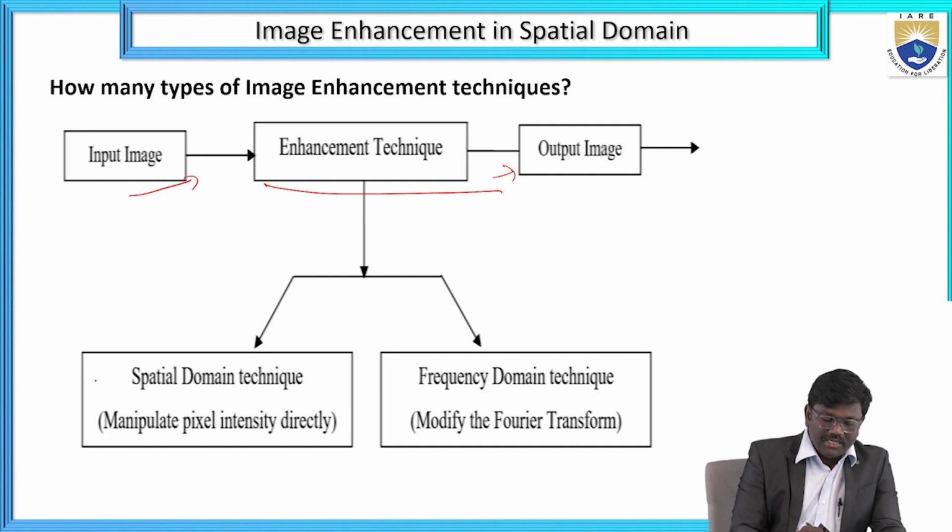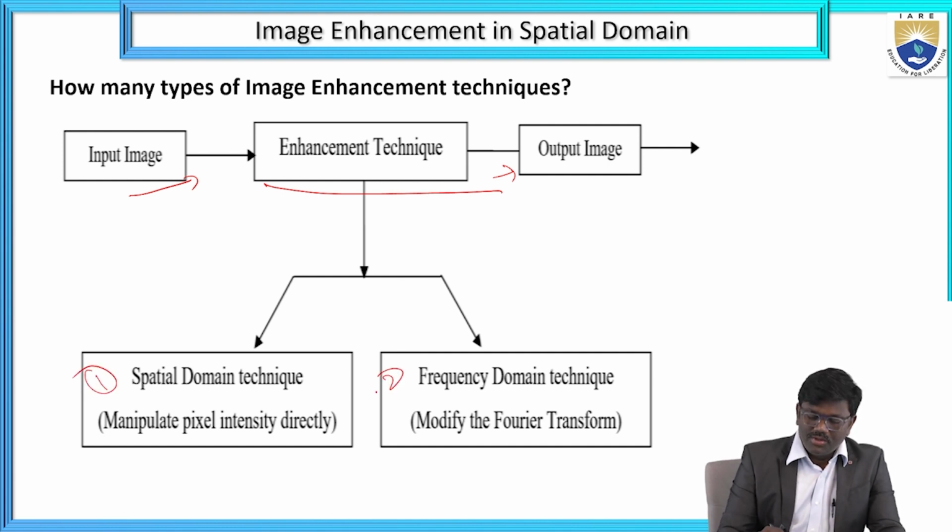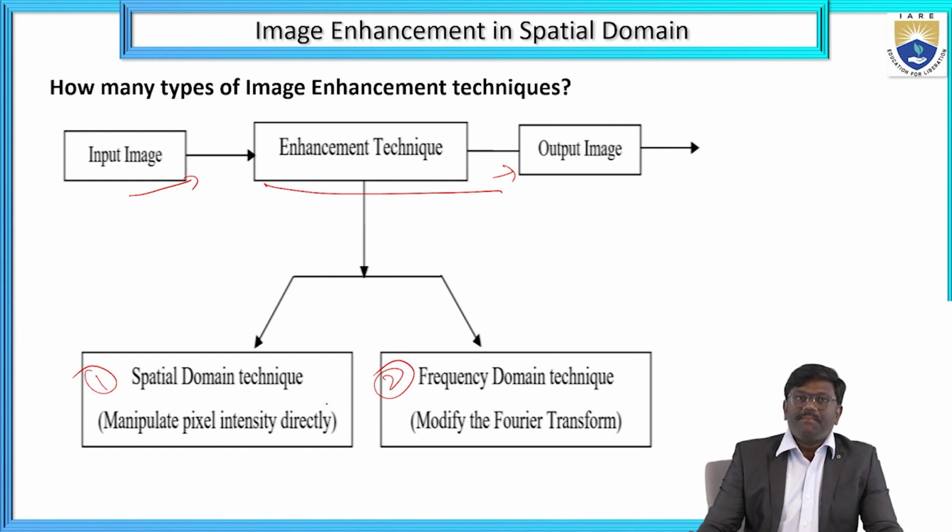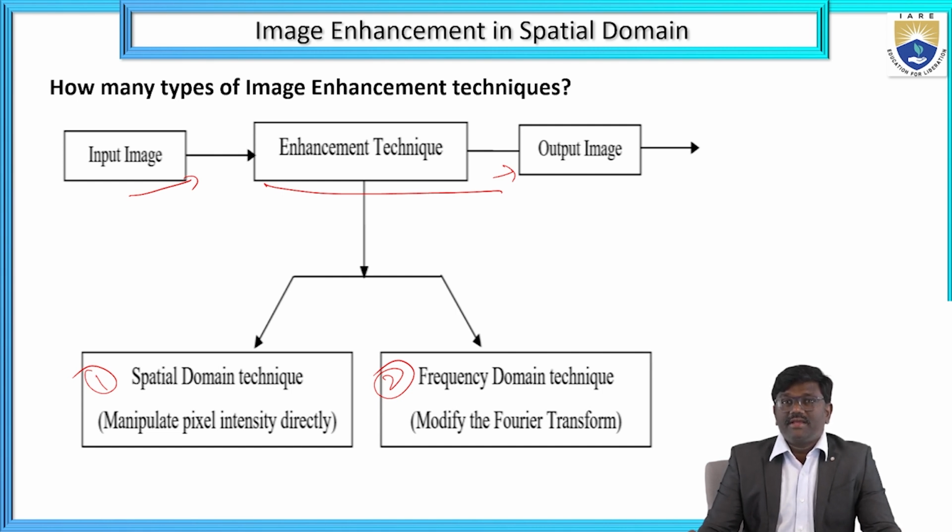Number one, spatial domain technique. Number two, frequency domain technique. Manipulating pixel intensity directly is called a spatial domain technique, whereas frequency domain techniques modify the Fourier transformation. Compared to the two, in the spatial domain technique we concentrate on intensity directly, but in the frequency domain technique we use the Fourier transformation. These are the two major types of image enhancement techniques.